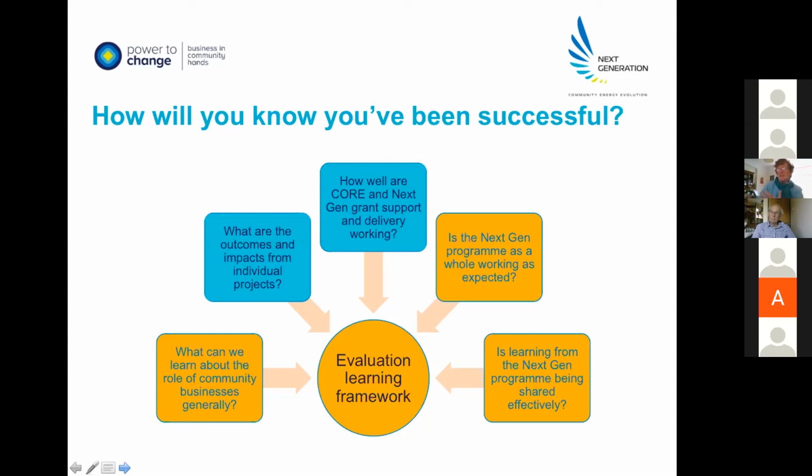And that will feed into the next two orange blobs. How well is the Next Gen program working, and how well is learning from the program being shared effectively? So you've almost got three scales: the Power to Change scale, the Next Gen and CORE scale, and then your project scale. And your interest will be, I presume, mainly at the project scale, and we'll come and talk to you about that level of scale.